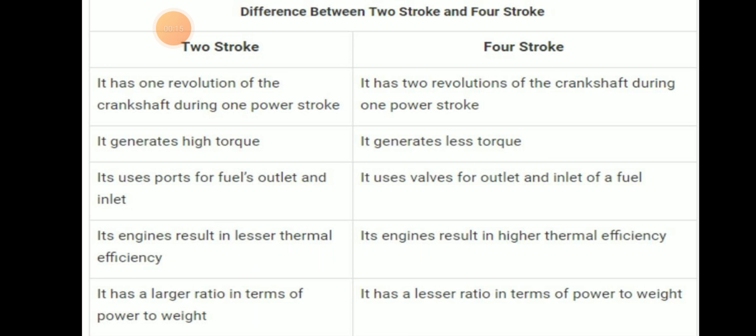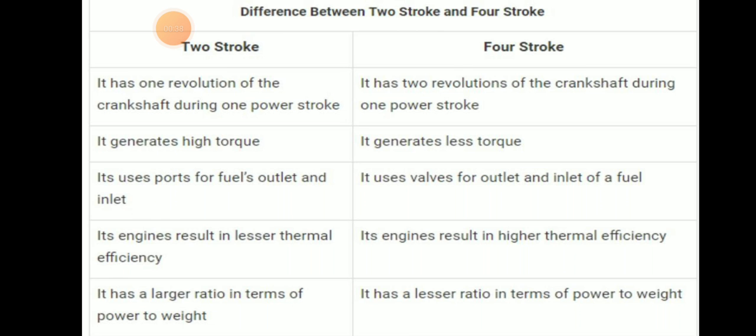2-stroke means there is only one revolution of the crankshaft during one power stroke. In the case of 4-stroke, there will be two revolutions for every one power stroke. So 2-stroke means one revolution of the crankshaft during one power stroke, and in a 4-stroke engine, two revolutions of the crankshaft during one power stroke.